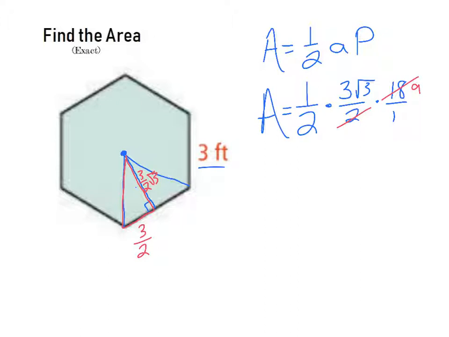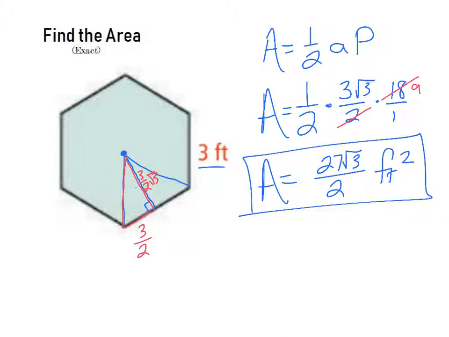And then sometimes there's other stuff that you can reduce. Doesn't look like I have it here. So then my final answer, if I multiply across on the top, is going to be a 27 root 3 over 2. And that would be my exact answer. It's measured in feet, so I go feet squared. That is the area of that hexagon.